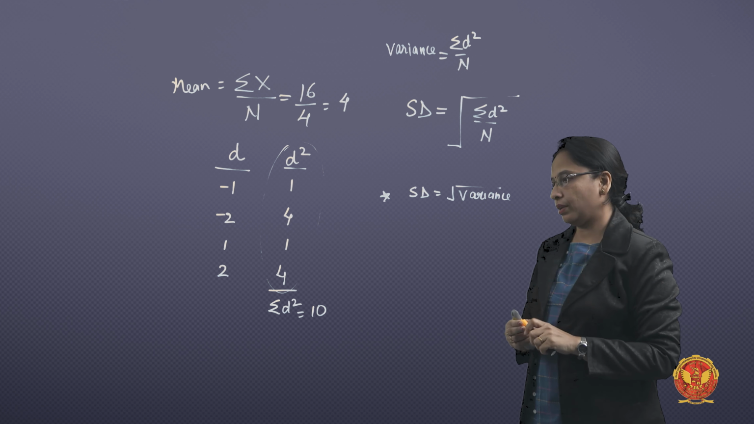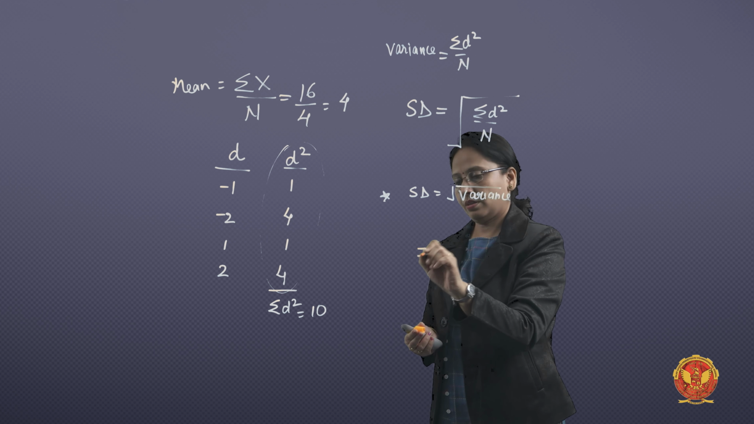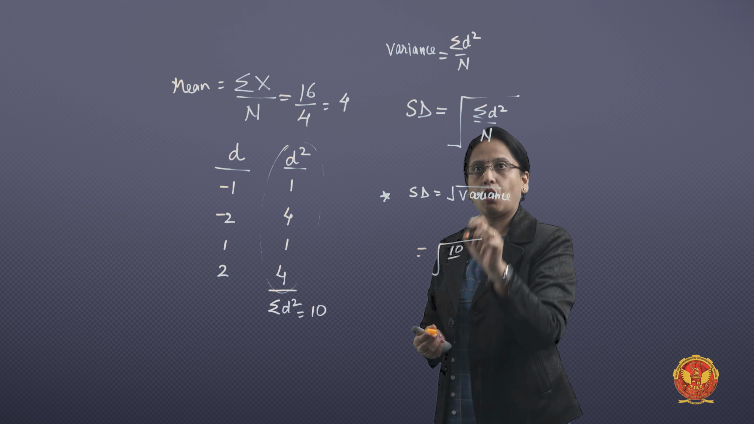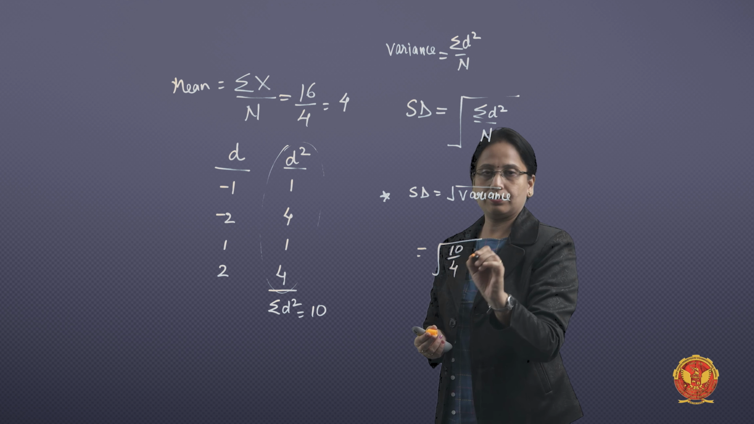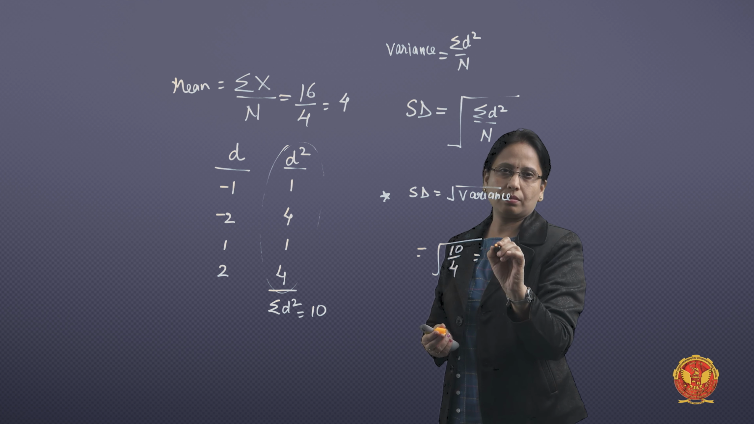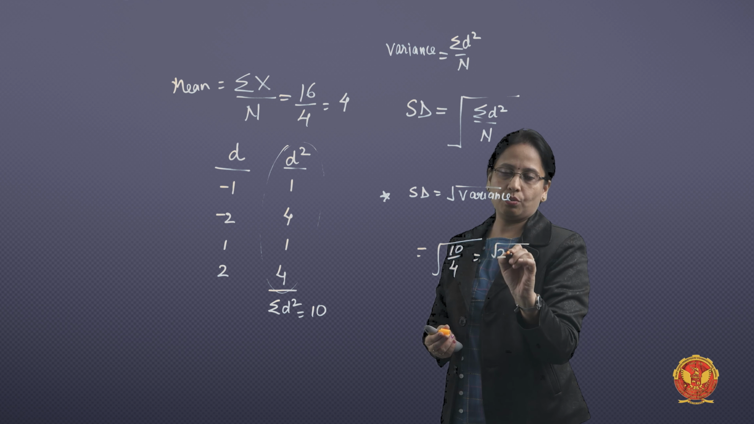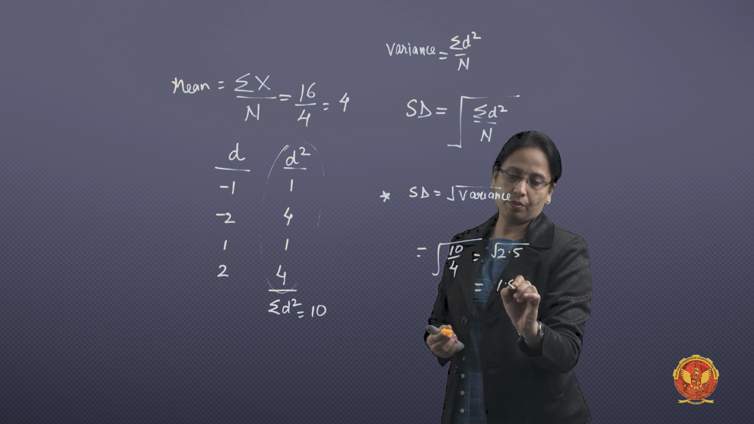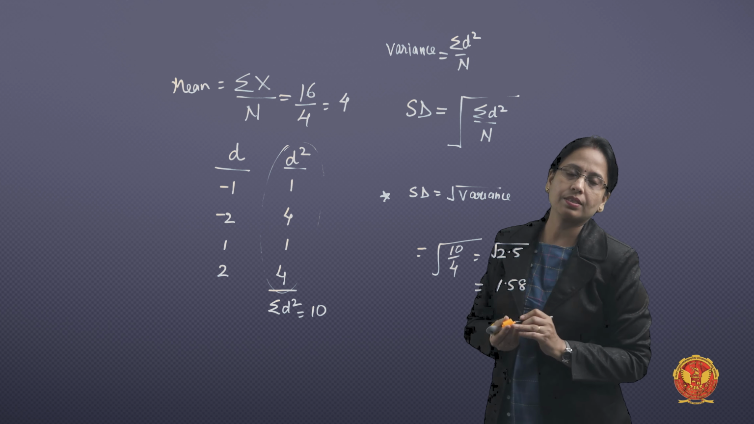We will perform this exercise here. We'll put in the value of summation d square. It comes under root 10. How many observations? 4. Standard deviation comes to square root of 2.5, which is equal to 1.58. This is my standard deviation.